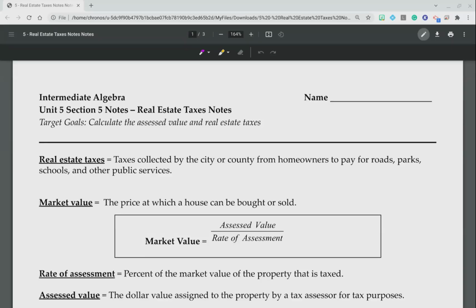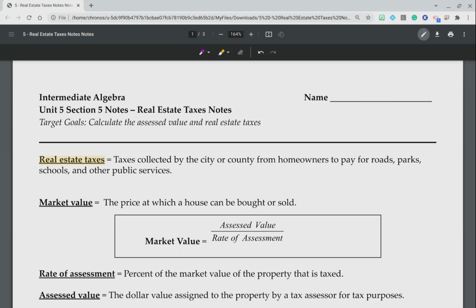In section 5.5, we are going to talk about real estate taxes. This is another responsibility that you have once you own a home. You have to pay what are called real estate taxes. Real estate taxes are collected by the city or the county from the homeowners, and this money goes towards things like new roads, parks that you see in a city, schools, and other public services such as police and firemen. So when you own a house, every city and county has different real estate taxes that you're going to be responsible for paying.